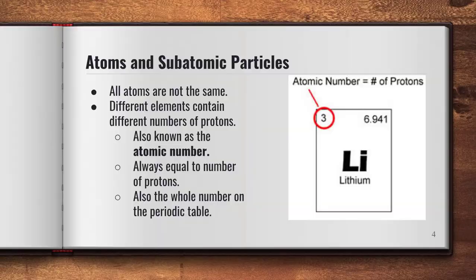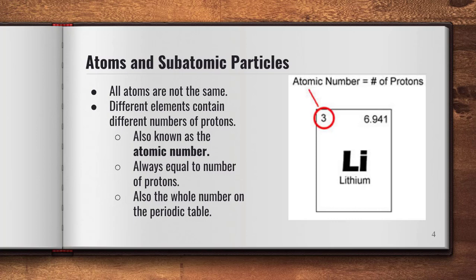So let's dive in. To start, the concept of atoms and subatomic particles: all atoms are not the same. As you know, atoms of different elements contain different numbers of protons. That number of protons is also known as the atomic number. And just to reiterate, it's always equal to the number of protons. It's also the whole number that's found on the periodic table.